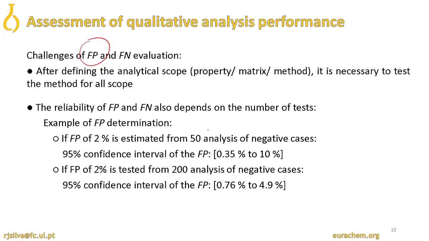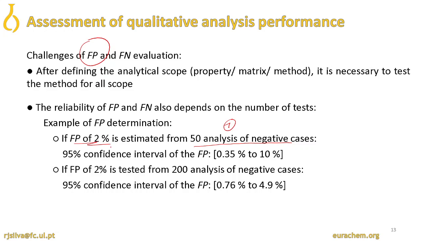The other thing that you should have in mind is that as you test the performance of this method experimentally, the number of tests will affect how good the performance parameters are. For instance, if you test an analytical method with 50 negative cases and you get only one false positive, so the false positive rate is 2%, you must be aware, and it is discussed in the guide, that this 2% has an uncertainty.